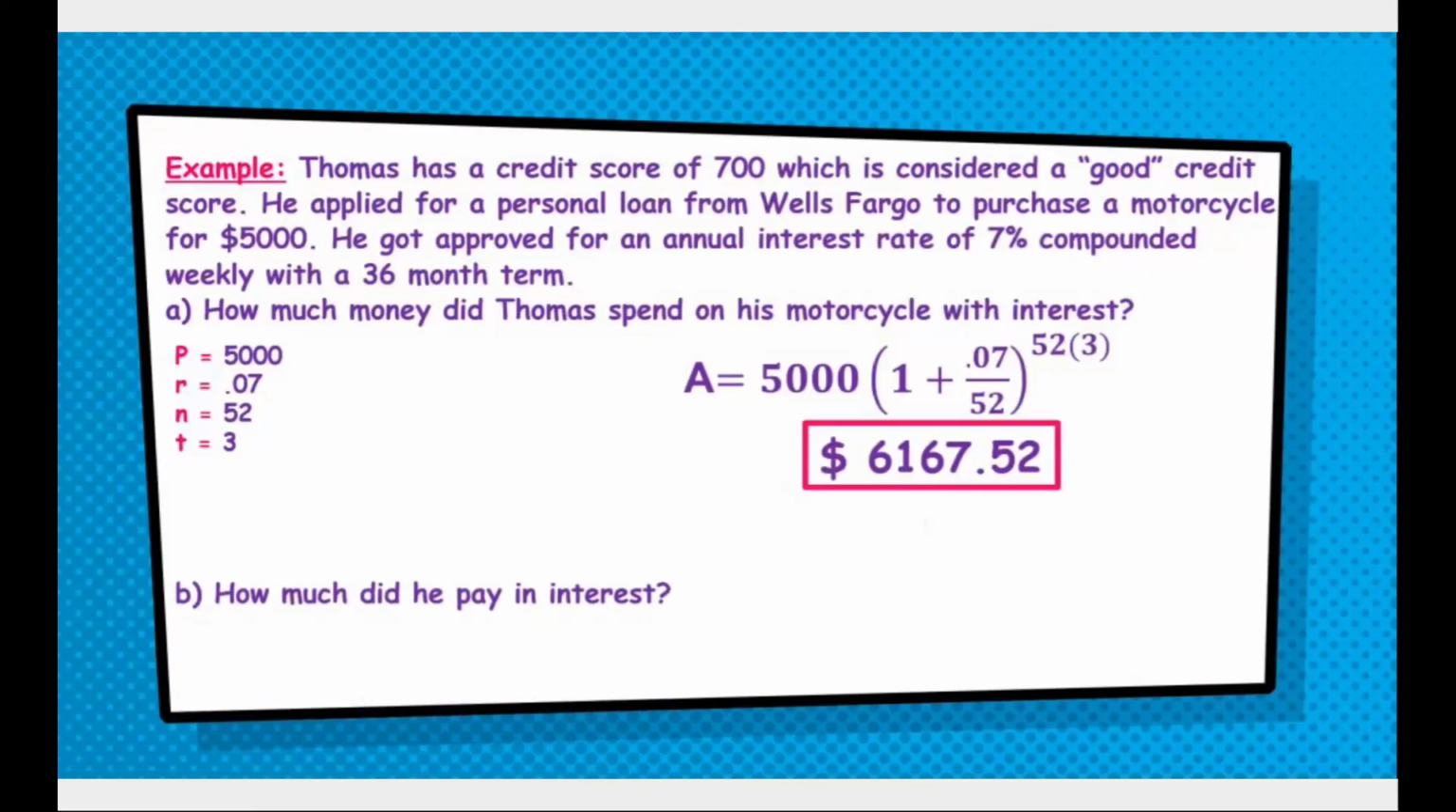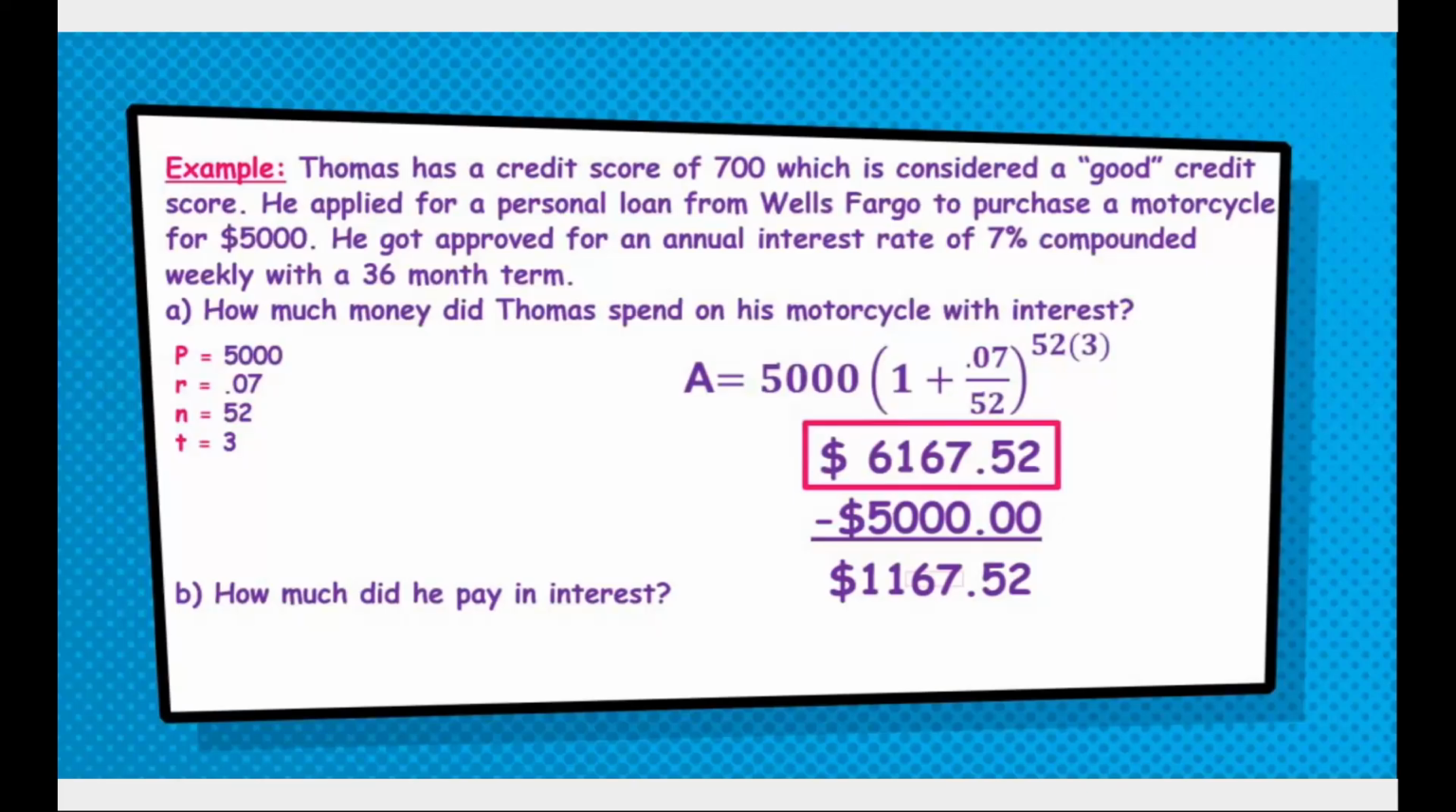So how much did he pay in interest? Well, he spent $5,000 on this, and he paid the bank back $6,167.52. So $5,000 of that amount was for the motorcycle. The difference is the interest that he paid. So think about it this way: this motorcycle that was worth $5,000, he actually spent about $6,100 on, right?